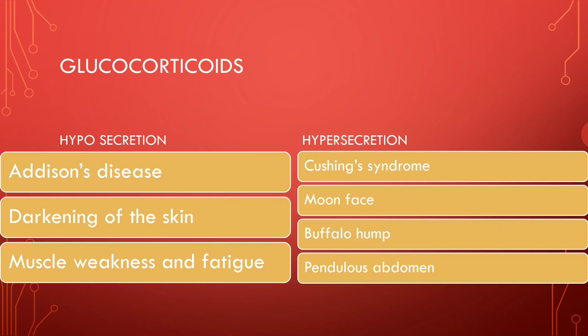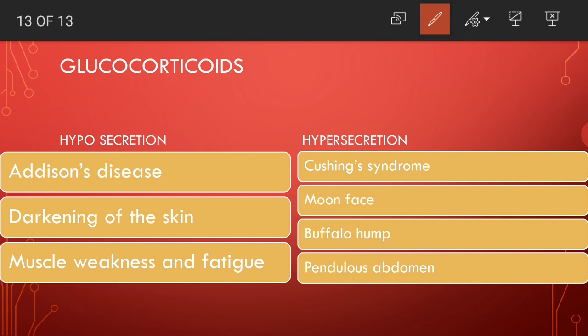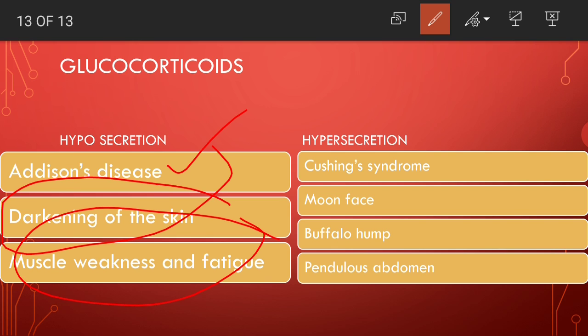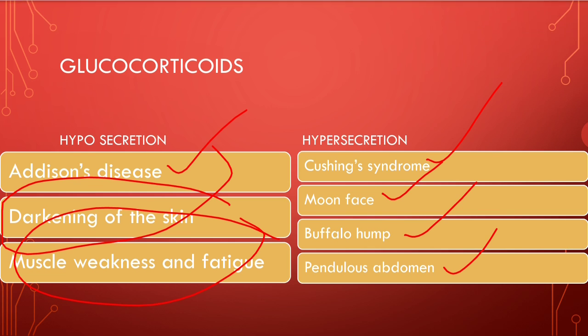Glucocorticoids. Glucocorticoids are the hormones that are secreted from adrenal cortex. Hyposecretion of glucocorticoids results in Addison's disease, and this is characterized by the darkening of the skin, and also muscle weakness and fatigue will be very common in these patients who are suffering from Addison's disease. Hypersecretion of the same glucocorticoids results in Cushing's syndrome. This is very important bit. Cushing syndrome is caused by the hypersecretion of glucocorticoids, and it is characterized by the moon face, buffalo hump, pendulous abdomen. That means the patients of Cushing's syndrome will exhibit moon face, buffalo hump, and pendulous abdomen.